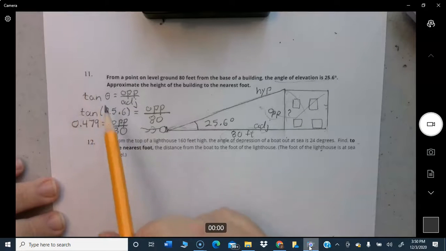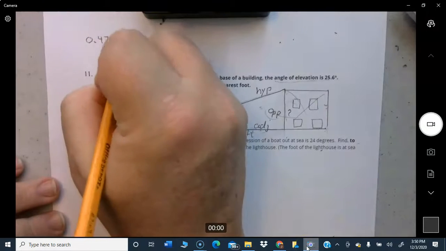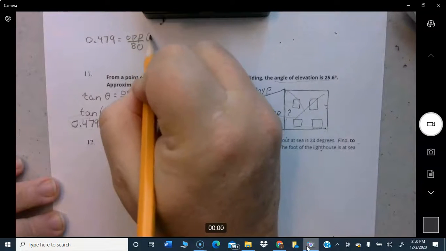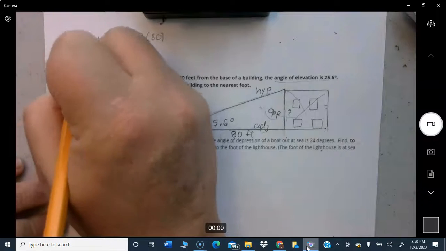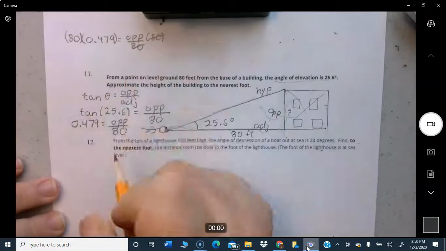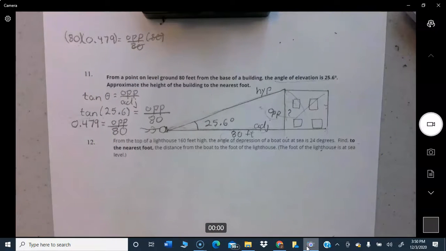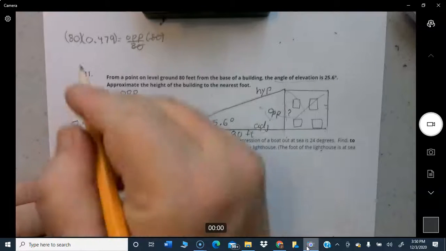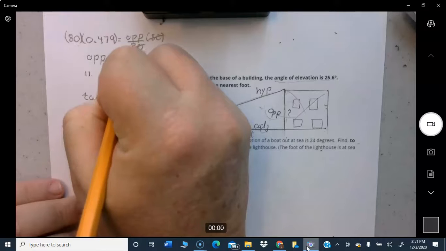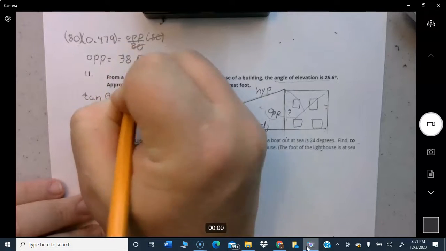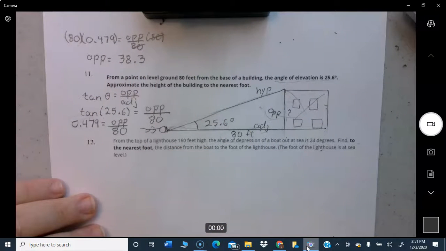Now I'm going to move up here just so I have more space. Multiply both sides here by 80. Cancel, cancel. And it's 80 times 0.479 is going to be the answer. I'll just do that on my hand calculator, and that gives us 38.3. So the opposite, 38.3 what? 38.3 feet, because we're dealing with feet here.